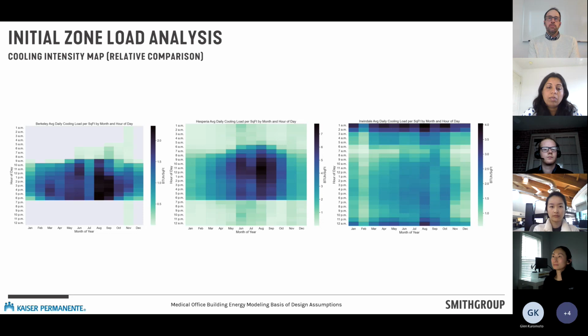Just looking at it at a high level, you see some different patterns. On the left, for example, Berkeley doesn't have any or very little cooling that occurs outside of the normal business hours. Hesperia shows a similar relative intensity, but there's definitely cooling that happens throughout the day. And then Irwindale really looks different from the other 2 in that peak cooling loads occur in the early morning hours. So again, focusing on that center one, Hesperia, that's another reason that we use that to compare to the energy model.